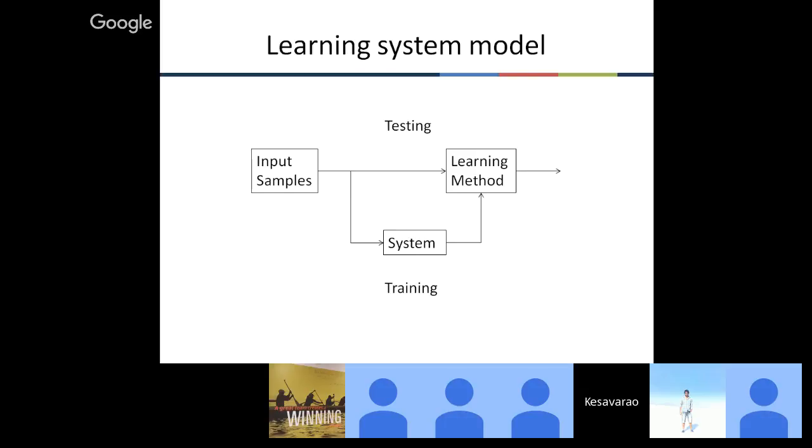So this is how it goes, right? I mean, again, the model: give input samples, let the system train, and let the learning method model be created. And then the next time input samples come in as test data, let them go through this and let it predict the results.